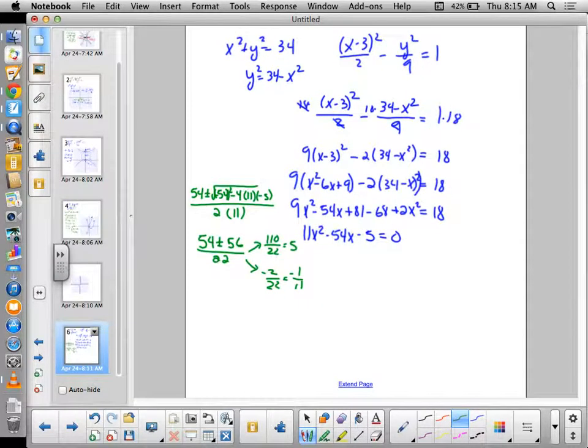Once I've got those values for x, I have to find the y's, and y squared equals 34 minus x squared. So y squared equals 34 minus 5 squared. So y squared equals 34 minus 25, or 9. So y is plus or minus 3. So that gives me the points (5, 3) and (5, negative 3).